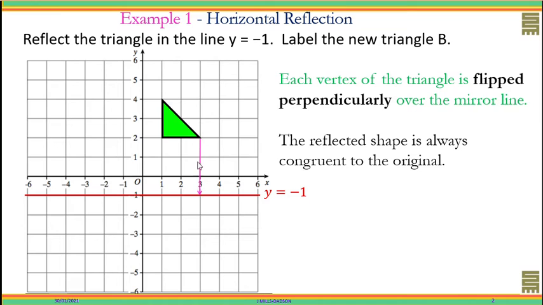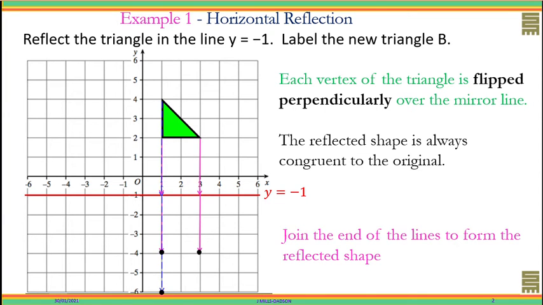This point is 3 squares away, so it's going to be 3 squares down. Next point, also 3 squares away, 3 squares down. The last point, 5 squares away, 5 squares down. Then at the end, all you need to do is to join the end of those lines, and that will give you your object. Sorry, the image. So we now have an image which is triangle B.